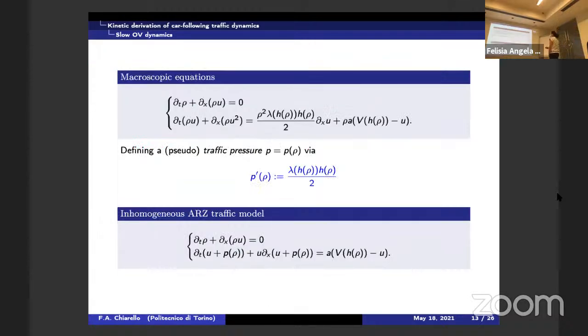If we define this traffic pressure like this, the system that we obtain is exactly the inhomogeneous ARZ, the Aw-Rascle-Zhang traffic model. So we started from a microscopic model composed by a follow the leader part and an optimal velocity relaxation part, and we get as a result at the macroscopic level the inhomogeneous ARZ.